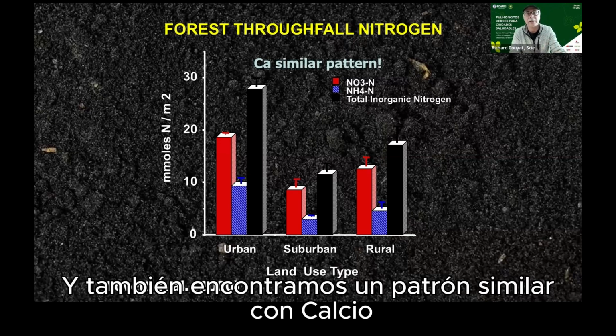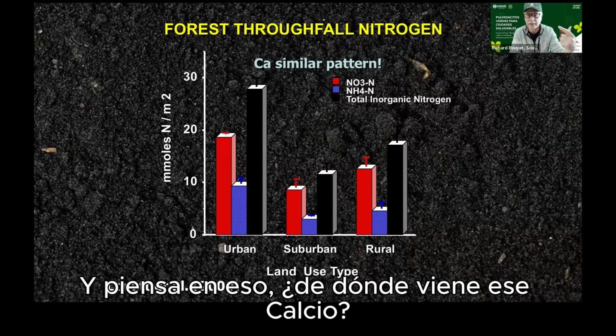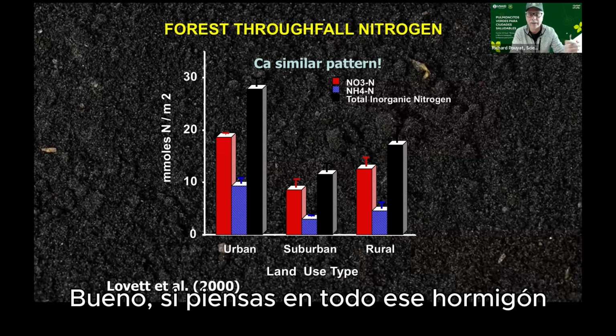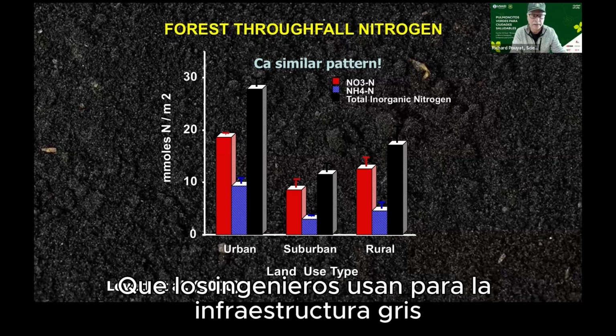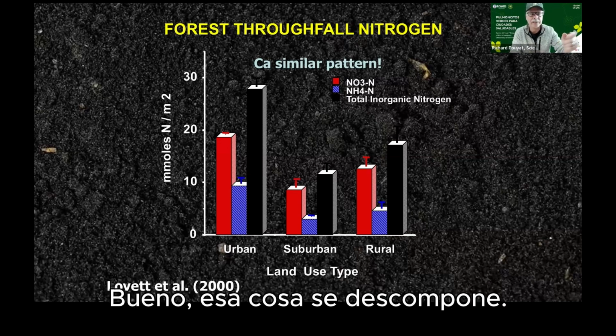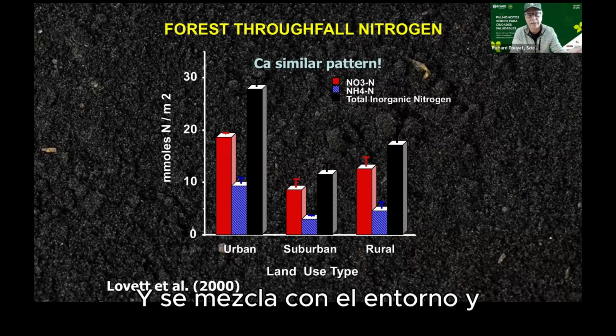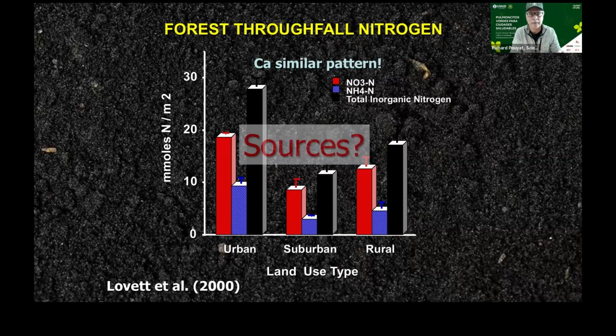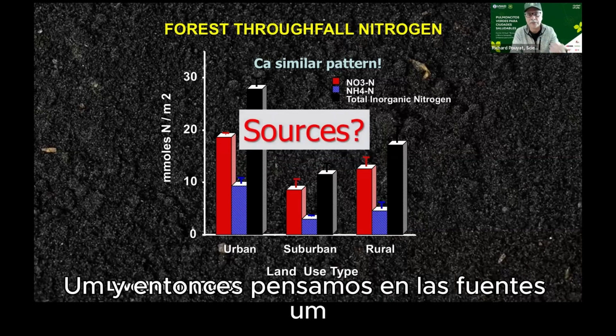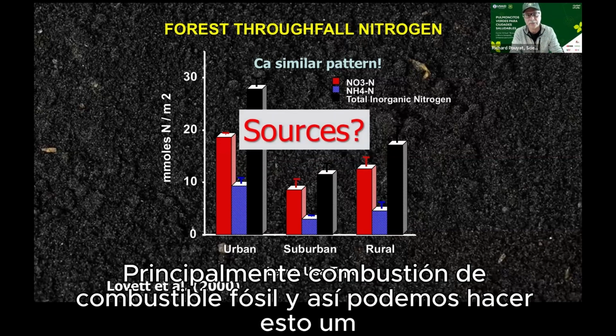And we also found a similar pattern with calcium. And think about that. Where's that calcium coming from? Well, if you think about all that concrete that I was talking about before, that engineers use for gray infrastructure, well, that stuff decomposes and it gets mixed into the environment. And we think that's why we had a little bit more calcium coming in the urban versus the rural. And so we think about sources, mostly fossil fuel combustion.